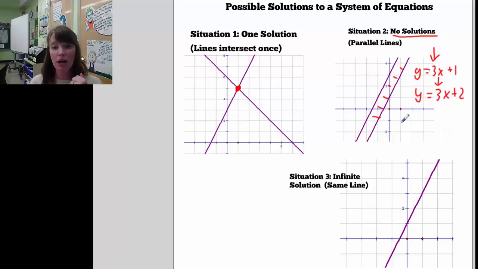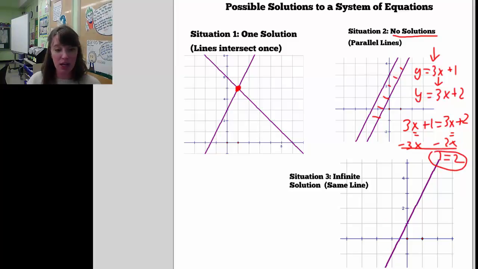And we saw that in the last module when we tried to set them equal to each other. There's no x that I can put in here such that when I multiply it by 3 and add 1, it's the same as when I multiply it by 3 and add 2. That's just not going to happen, because if I tried to solve this and I subtracted 3x from both sides, I get 1 is equal to 2, right? And that's not a true statement.